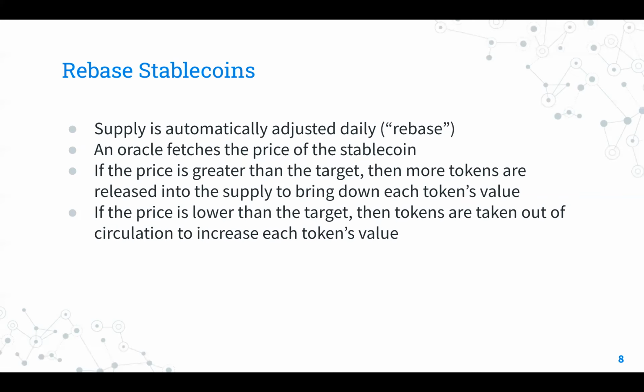An oracle fetches the price of the stablecoin. If the price is greater than the target, then more tokens are released into the supply to inflate the currency and bring down each token's value. And then vice versa, if the price is lower than the target, then tokens are taken out of circulation to increase each token's value. When those rebases happen, your balance changes in the token, but in the target currency, it remains the same, or theoretically should.